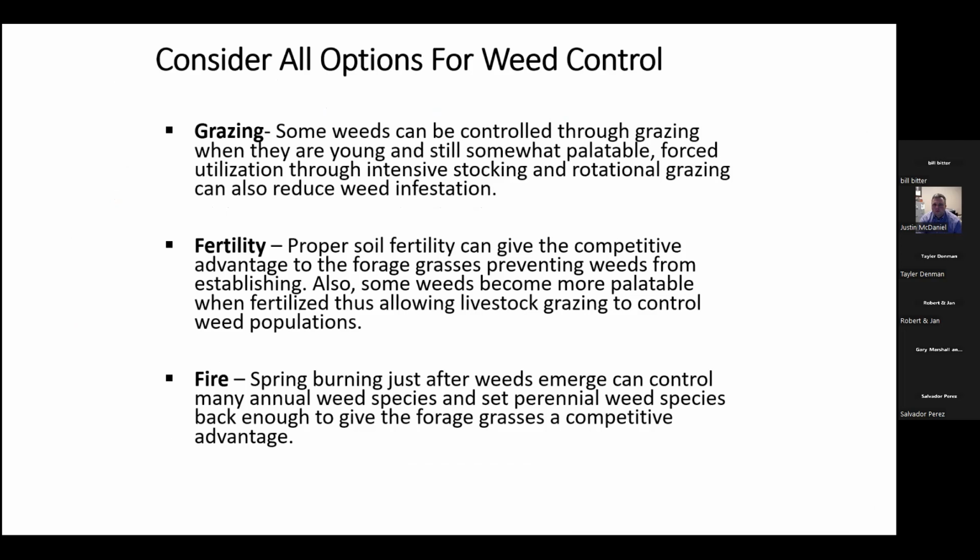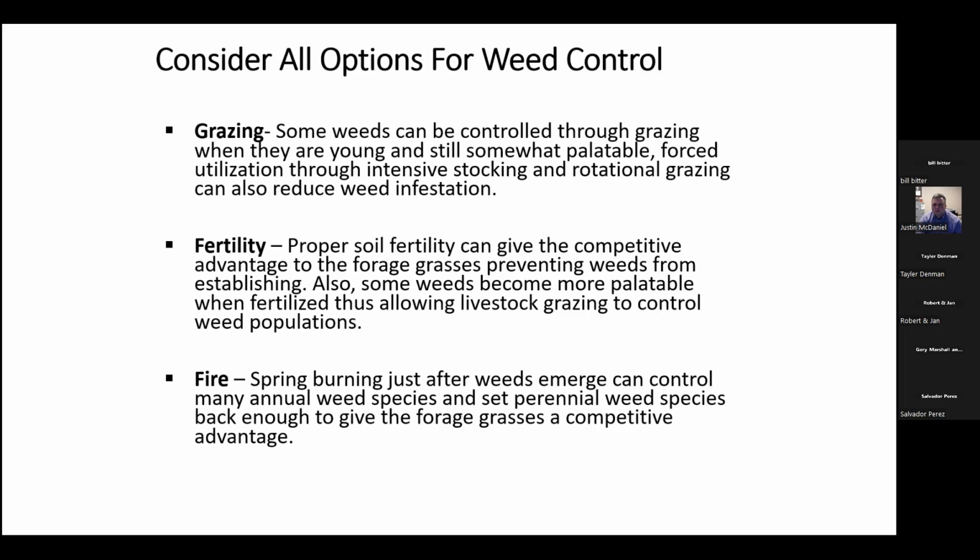So an example of using several tools in the toolbox in a pasture scenario would include grazing, so mechanical control there. You can control a lot of smaller, young, annual type weeds by grazing them, adding a little bit more grazing pressure, maybe do some rotational grazing. While those weeds are still palatable, you can actually force those livestock to eat them and then decrease the chance for them to go to seed and cause a weed infestation later on.